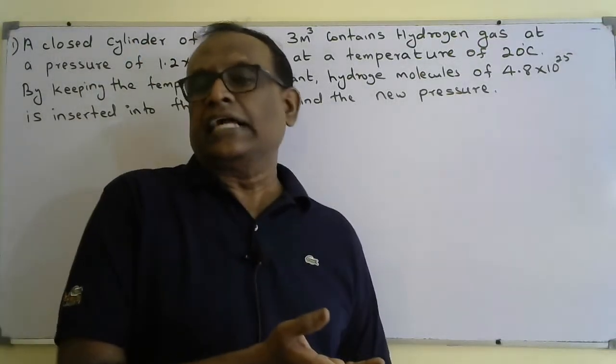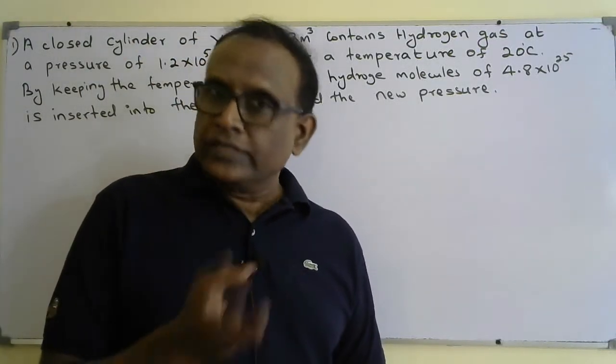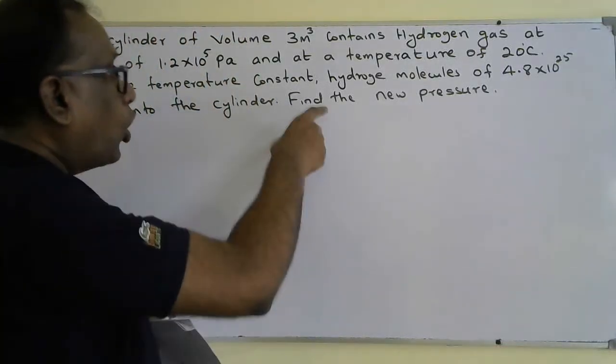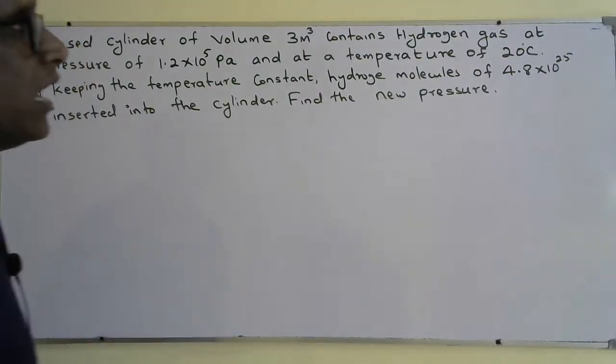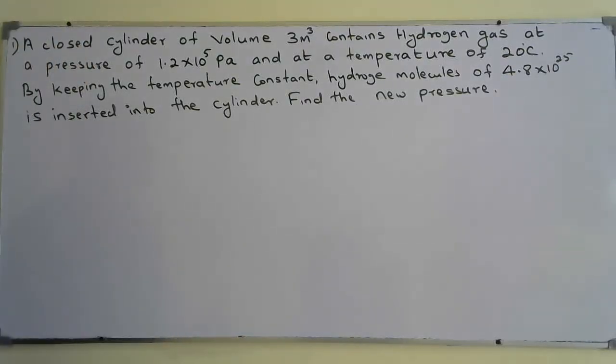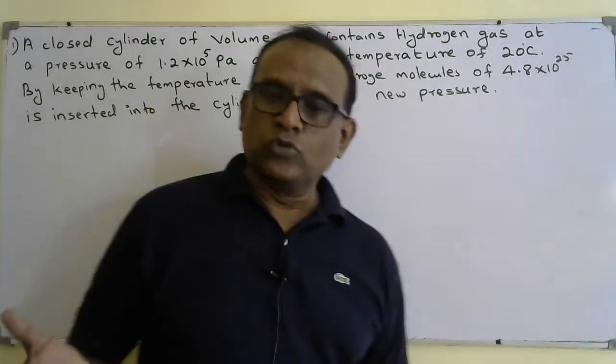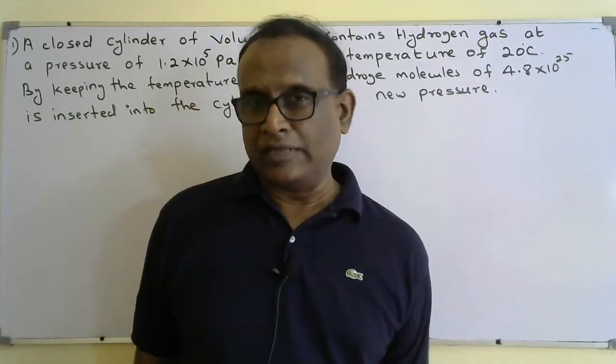You can use PV equal nRT also, no problem, but the only thing is you need to find the number of moles, which is equivalent to this number of molecules. Then you can use PV equal nRT, and you will get the same final answer, nothing will go wrong. But I'll use PV equal NkT because Edexcel mostly gives the answer in terms of PV equal NkT.